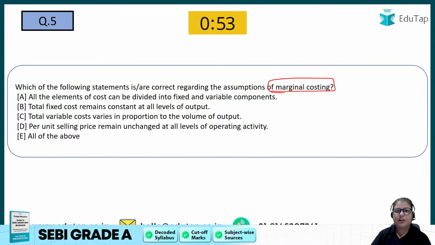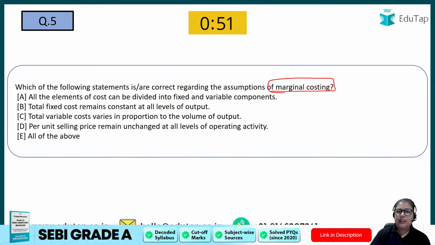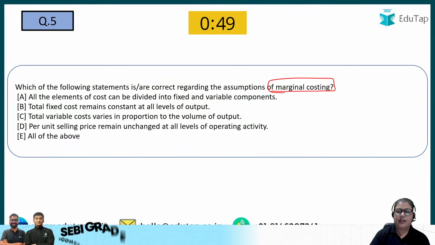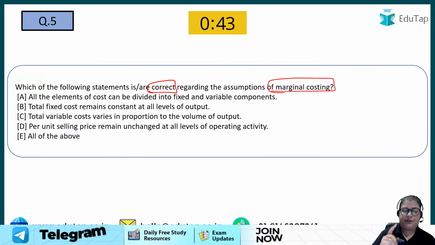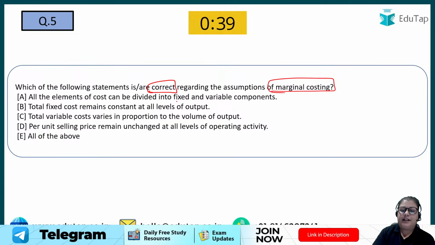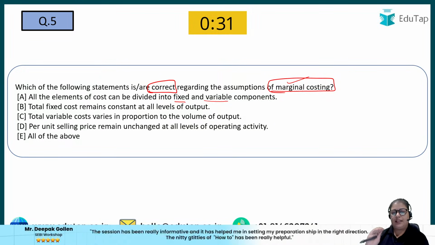ठीक है, we are already doing marginal costing only. All the things that we have done, all the elements that we have done are a part of marginal costing. So now let us see which of the following statement is correct. ठीक है, अब correct statement find out करनी है. All the elements of cost can be divided into fixed and variable components. So marginal costing says that we have to divide the cost into fixed or variable components.